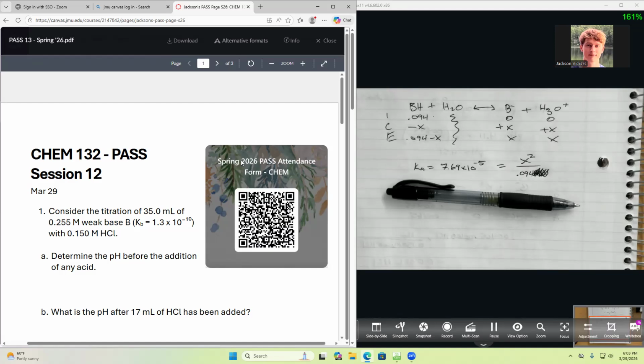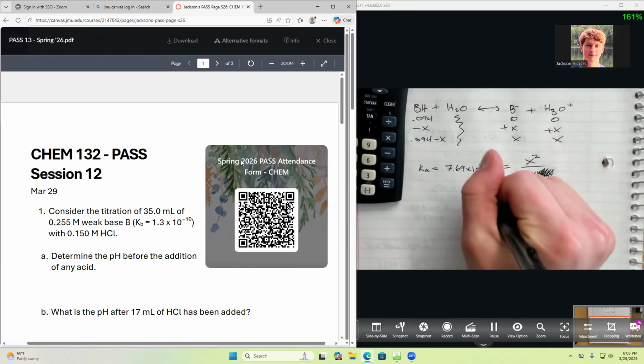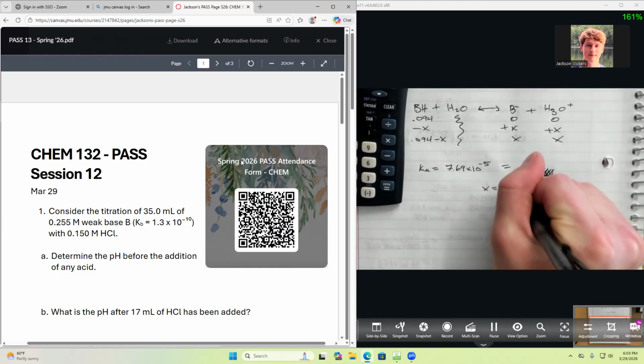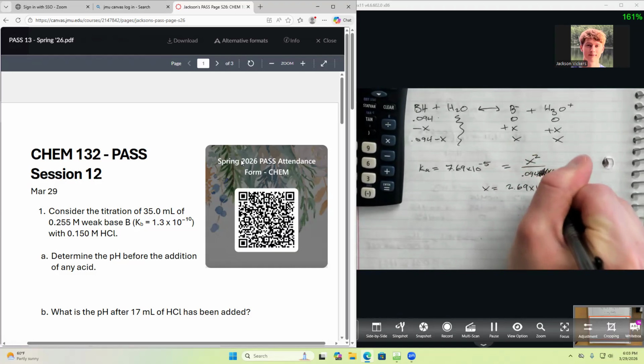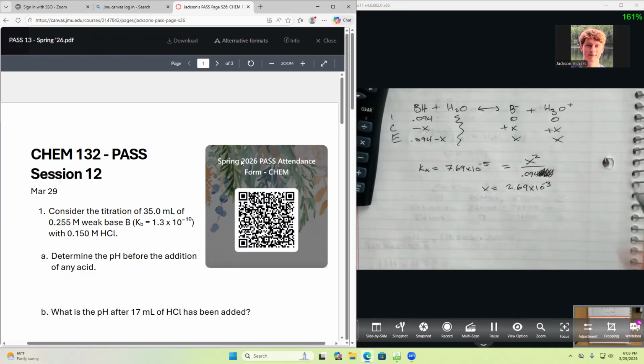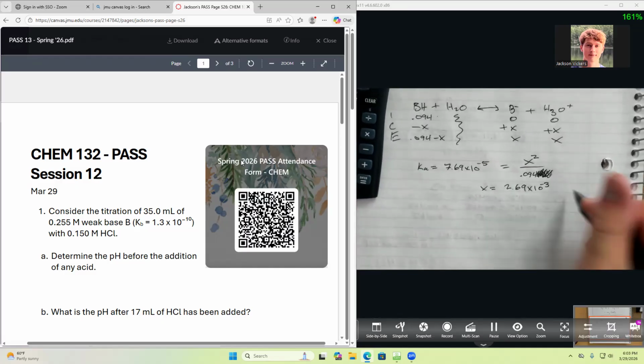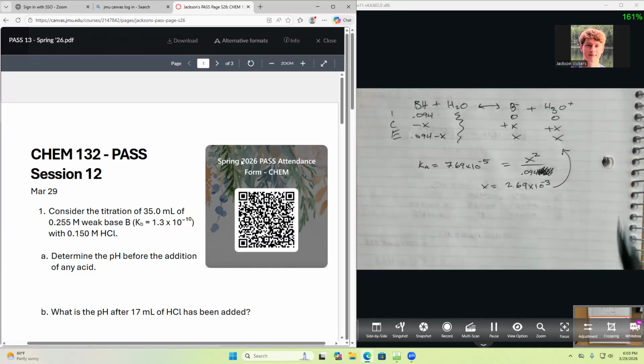There's 0.094. So we get an x value of 2.69 times 10 to the minus 3. And now we can finally find the pH because that's going to be equal to our hydronium ion concentration. So what are we going to do next?